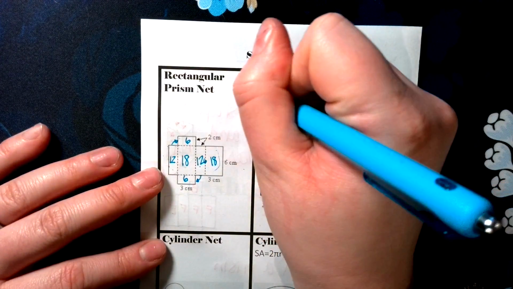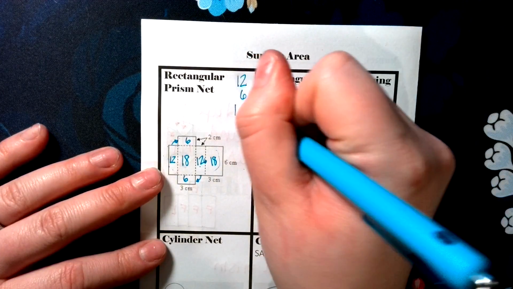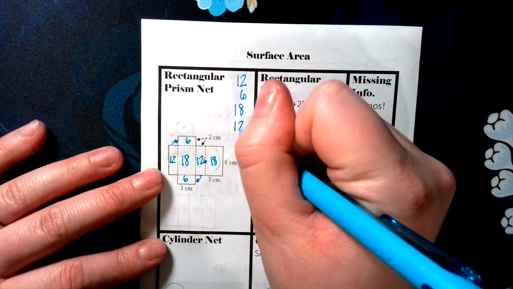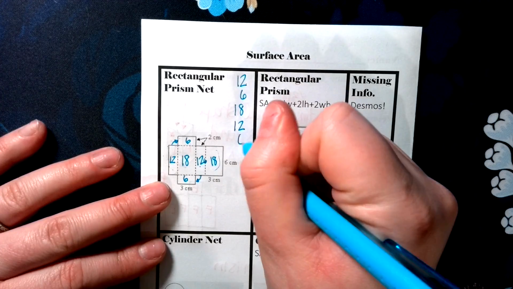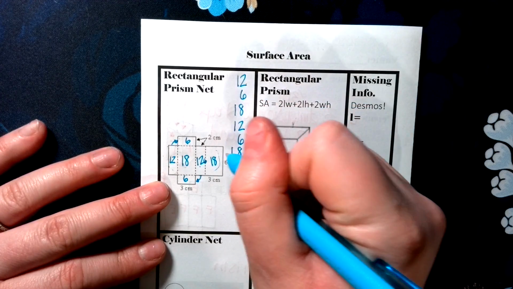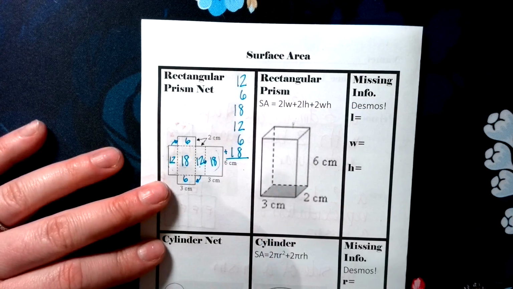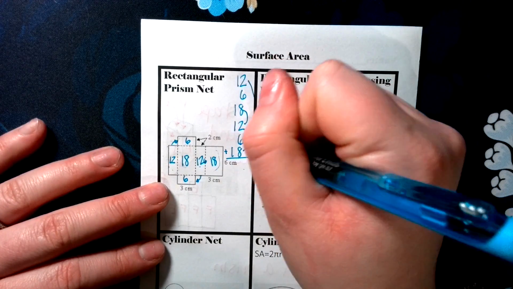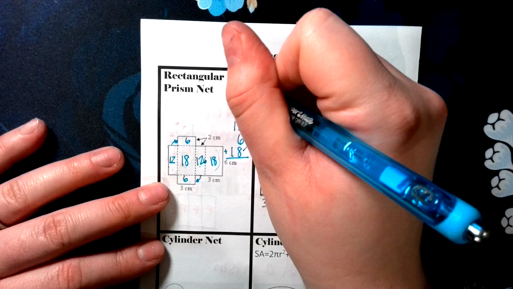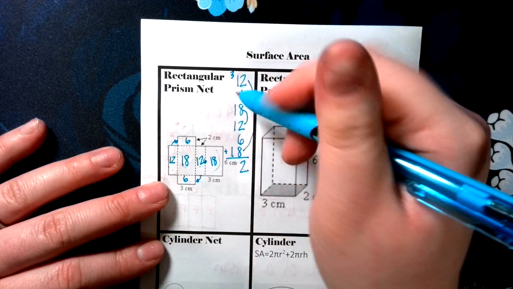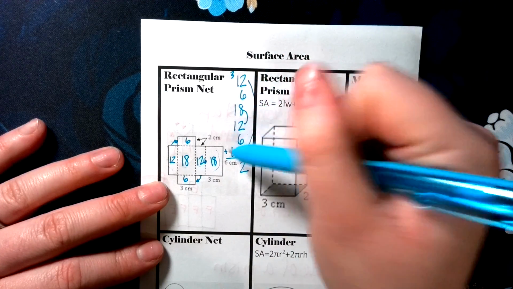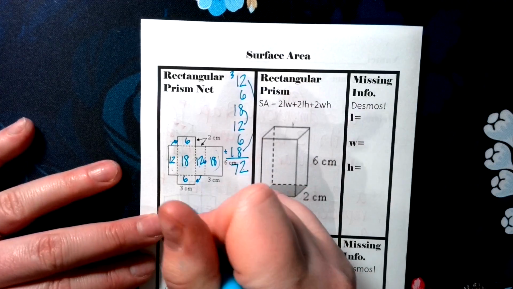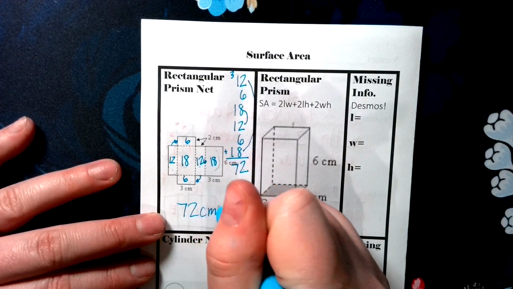So I'm going to do 12 plus 6 plus 18 plus 12 plus 6 plus 18 to add up all those numbers. Those make 10, those make 10, those make 12. So 32, 3, 4, 5, 6, 7. So my answer here would be 72 centimeters squared.